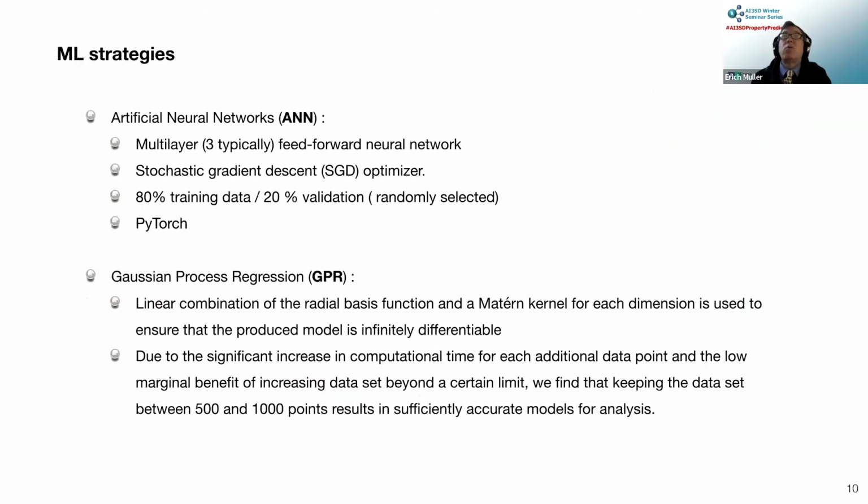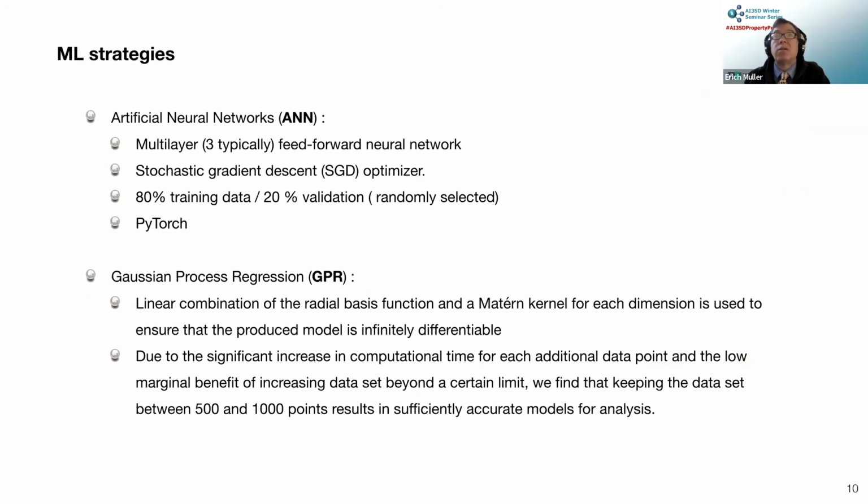As I mentioned, we'll look at two things. We'll compare standard artificial feed-forward neural networks with Gaussian process regression. We played a little bit with the number of layers needed. These problems seem to be relatively simple, with 3 layers being more than enough for our needs.